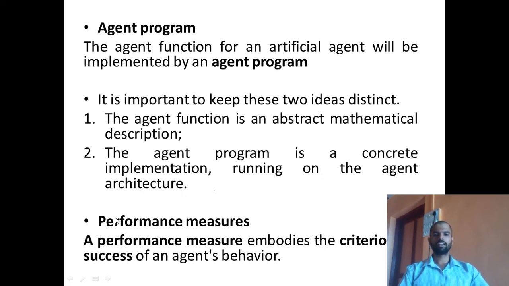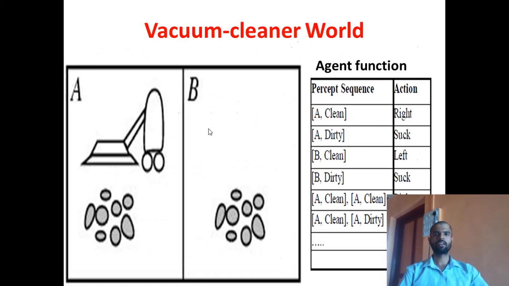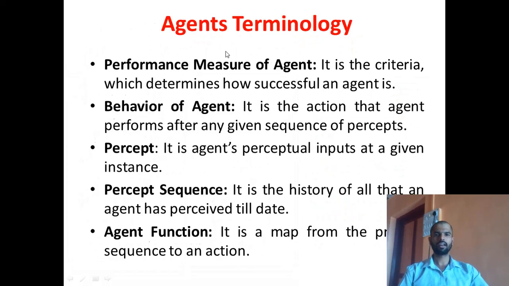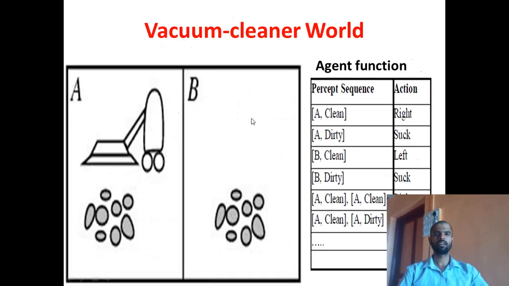Okay, so next terminology is performance measures. A performance measure embodies the criterion for success of an agent's behavior, means how successfully the agent is performing. Based on that success ratio, the performance of that agent will be measured. So let's take the example of the vacuum cleaner world problem to understand all the concepts regarding the agent terminology. So this is the robot, or the agent, or we can say the vacuum cleaner which is in the environment.